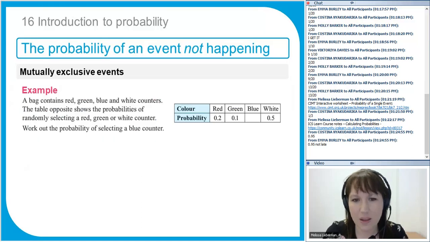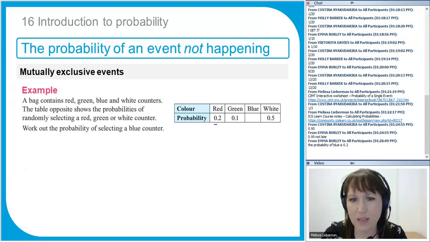Okay, now these kind of tables come up a lot in the exam where you've got 4 different things and the probability of it happening and you have to work out the missing one. Almost always comes up in the exams. So here we've got a bag that contains red, green, blue and white counters. We don't know how many there are of each one, but the table shows us the probabilities of randomly selecting each colour. We could guess how many there might be in the bag, but we couldn't work it out exactly, just roughly. And it says work out the probability of selecting a blue counter. So bearing in mind that these 4 numbers have to add up to 1, so the 4 probabilities added together because we've only got red, green, blue, white.